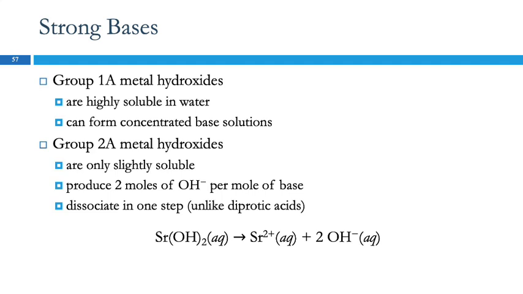So we talked about diprotic acids, that they ionize 1 step at a time. The bases don't do that. They dissociate just completely. They drop all their hydroxides. Any questions yet?